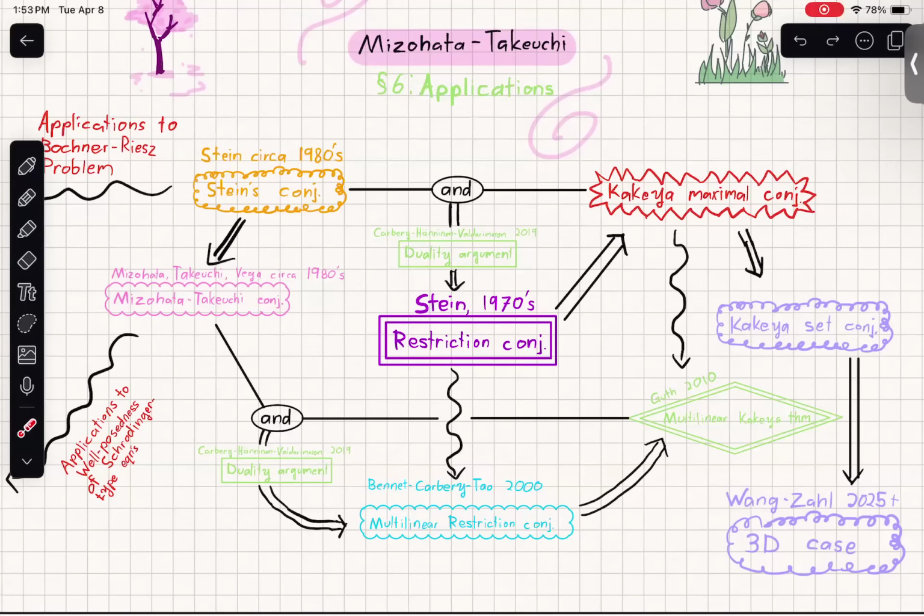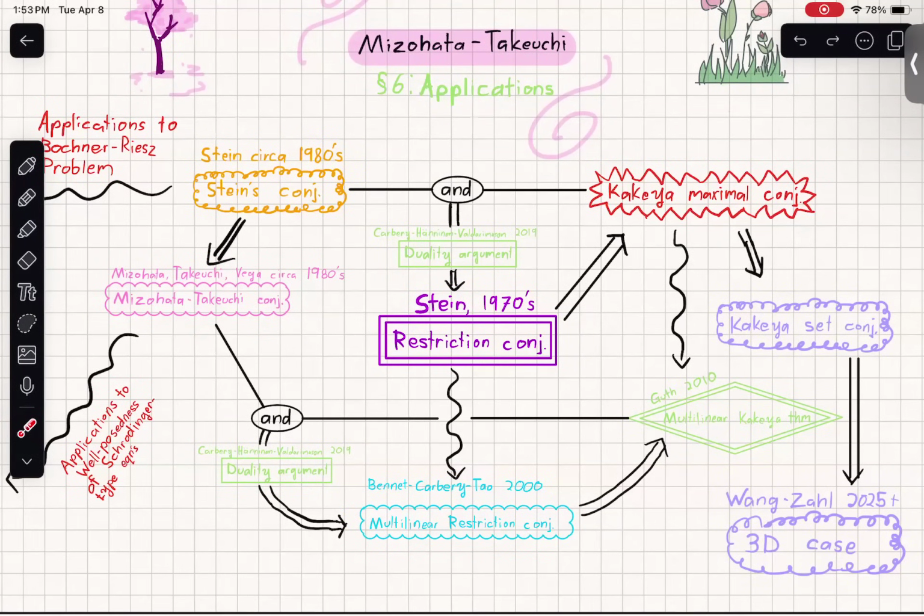And yeah, how this relates to other things: the Mizohata-Takeuchi conjecture is related to studying first order perturbations of the Schrödinger equation. I hope I didn't get this wrong, but I think Stein's conjecture is supposed to be related to the Bochner-Riesz problem. I do not study that, so that's not my area, but yeah.